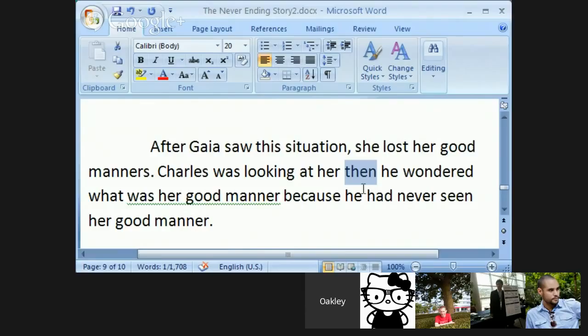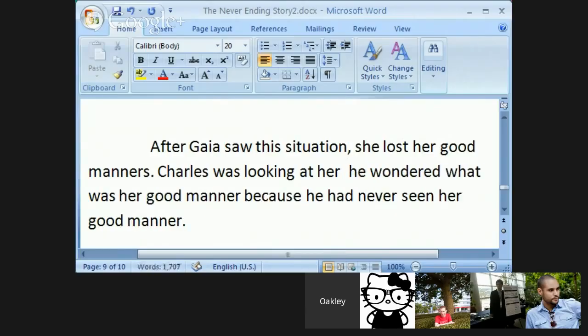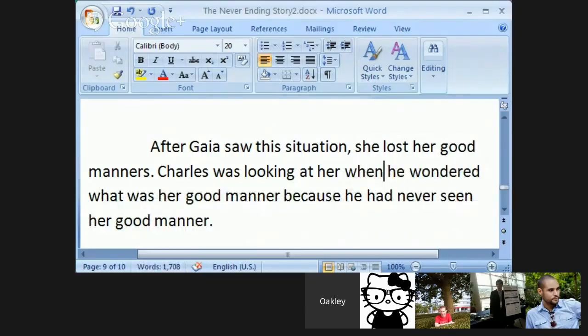So I don't know if "then" is the appropriate connective, because he was in the middle of looking at her and then he suddenly wondered. For example, "While Charles was looking at her, he wondered." There you go. Excellent. Exactly the point I want to make. You can say, while the continuous action was happening, bam, something happened. Or the other way to do it: the continuous action was happening when, bam. Either way, those are the most common ways to talk about a continuous action. Again, while continuous, something happened, or continuous when something happened. All right, very good.